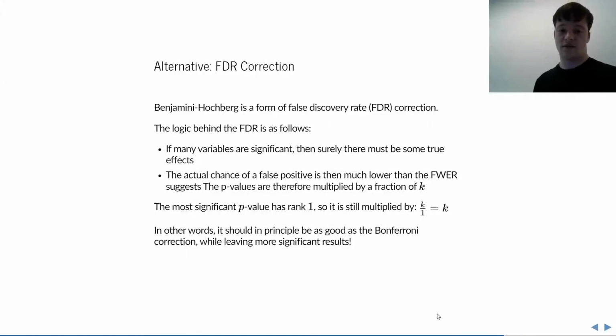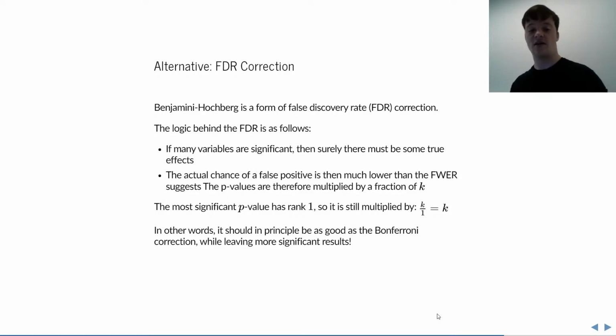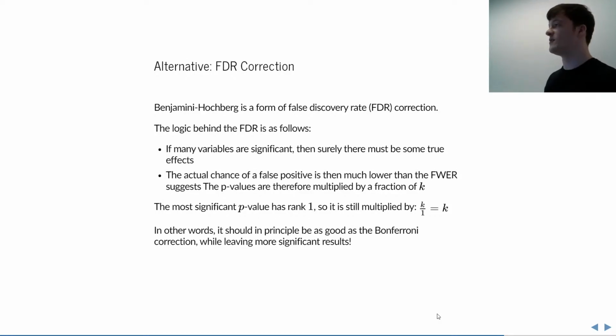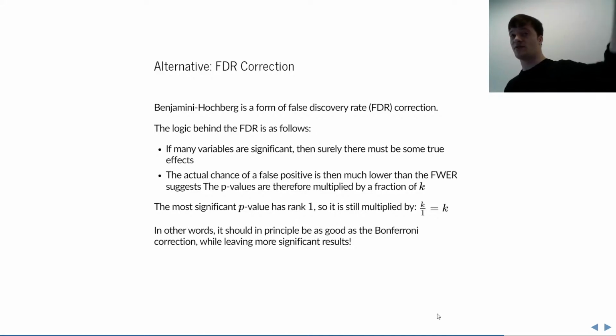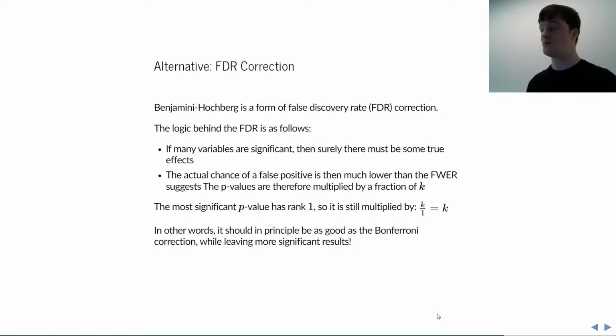Okay, so this is a form of false discovery rate correction, and the logic behind it is that if many of the things that you're testing are actually significant, then apparently not all null hypotheses are true, and then you should apply a less severe correction than the Bonferroni correction. How much less severe? It turns out you can just use a fraction calculated by the rank, as I just showed, and that turns out to be the right way to do it. That's very convenient because it's very easy to do.